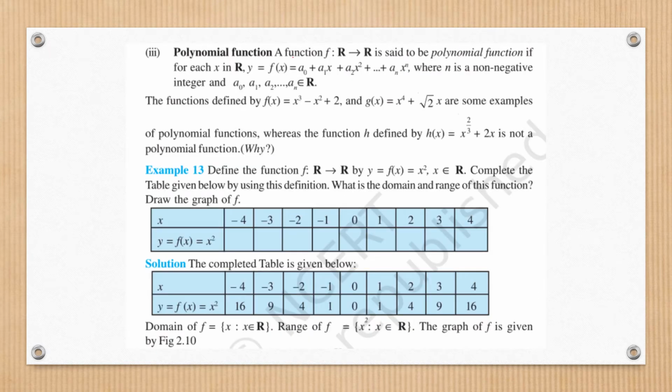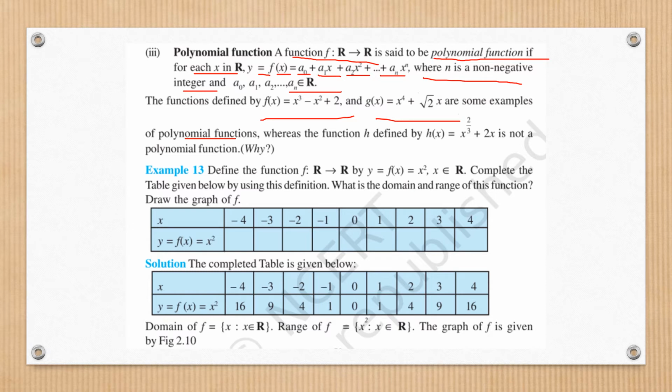Polynomial function. A function f mapping from R to R is said to be a polynomial function if for each x in R, y is equal to f(x) equal to a0 plus a1x plus a2x square plus so on up to anx to the power n, where n is a non-negative integer. And what are a0, a1, a2, an? They are real numbers. Like the function defined by x cube minus x square plus x is your cubic polynomial. This is your biquadratic, x raised to power 4 plus root 2x. These are some examples of polynomial function.